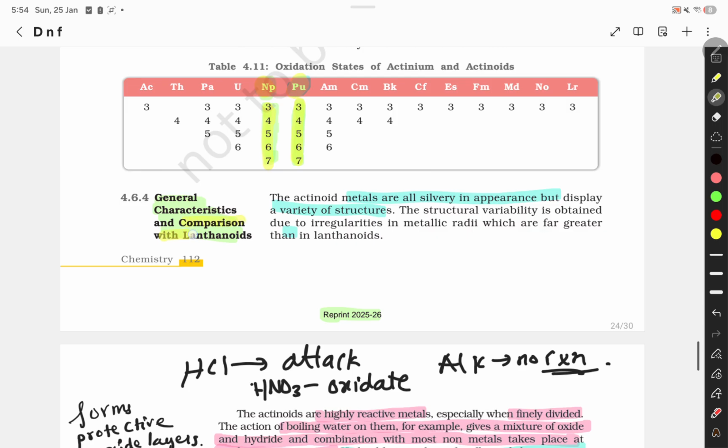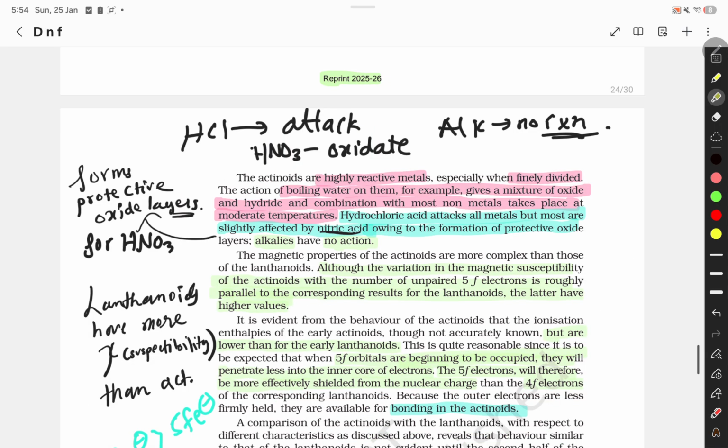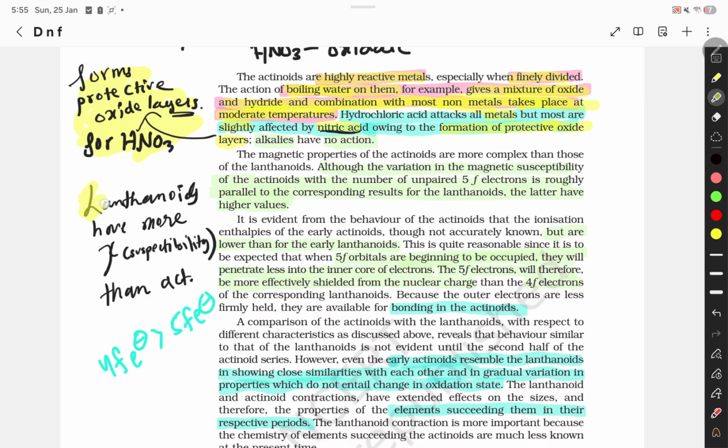That's how it works. General characteristics and comparison with lanthanoids, though I've told you, I'll still go through this. Actinoids are highly reactive metals, especially finely divided. Boiling water on them gives a mixture of oxide and hydride. Combination with most nonmetals takes place at moderate temperatures. Hydrochloric acid attacks all metals, but most are slightly affected by nitric acid owing to the formation of protective oxide layers. Okay. Lanthanoids have more susceptibility to magnetism than actinoids.